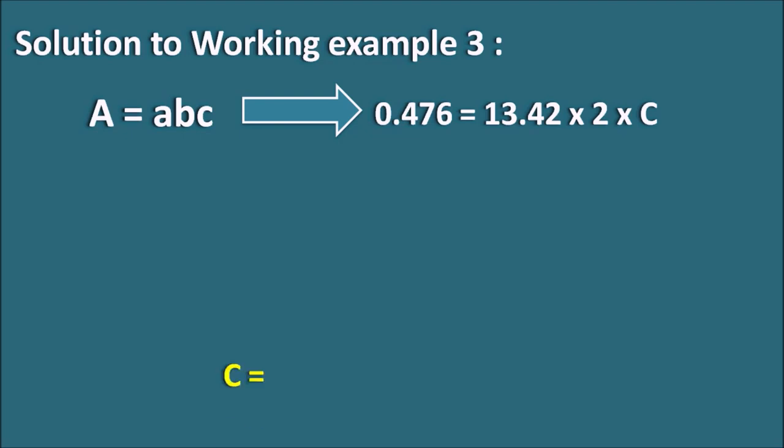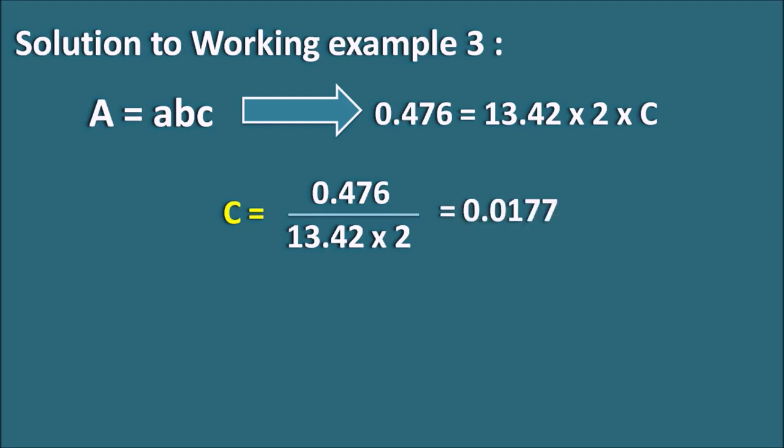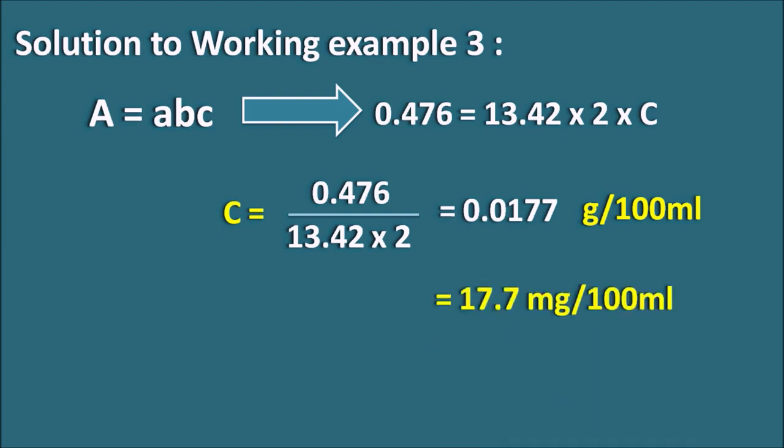So now rearranging this equation, concentration is equal to 0.476 by 13.42 into 2. On solving this we will get 0.0177. Then what are the units? Since the absorptivity is expressed in the units of deciliter gram inverse centimeter inverse, the concentration should be expressed in terms of percentage weight by volume or gram per 100 ml. So the units of this concentration is gram per 100 ml. Now the concentration of the drug in the sample is 0.0177 gram per 100 ml. This can also be written as 17.7 milligram per 100 ml.